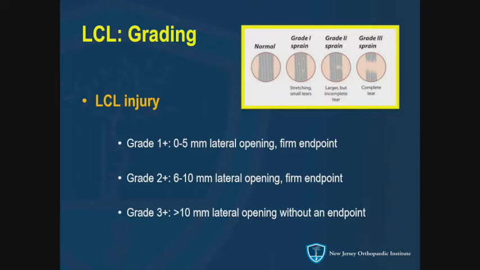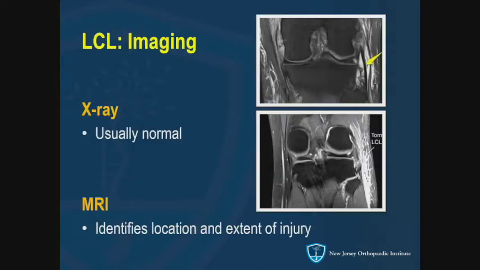Similar to the MCL grading system, this one's talking about the millimeters again, but it's sort of similar, where grade 1, you're not going to notice much opening. Grade 2, you'll have an opening but a firm endpoint. And grade 3, it just totally opens without an endpoint. Similarly, X-rays are typically normal, hopefully normal in these, and the MRI is used to identify the location of the injury, where when you look at this, you actually see a low-grade sprain on this upper one. It's not entirely normal, but you do see fluid around the LCL, which is right there. And then on this lower one, you see a mid-substance tear.